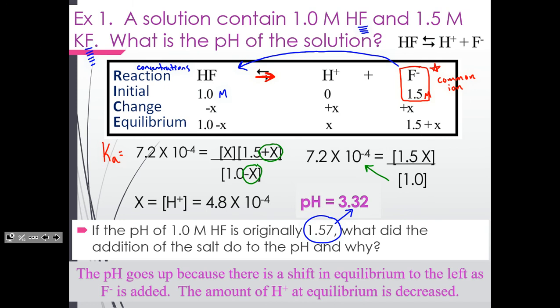And that is all for 15.1. See the next video for 15.2 on buffered solutions.